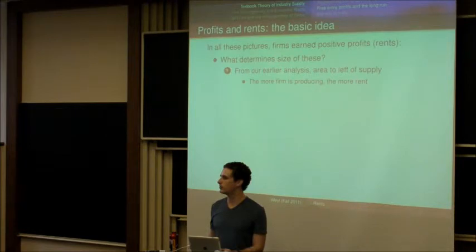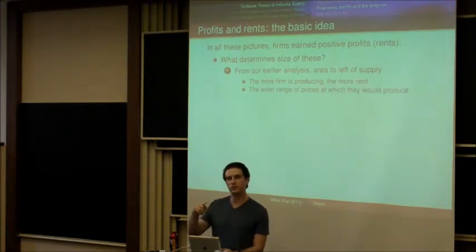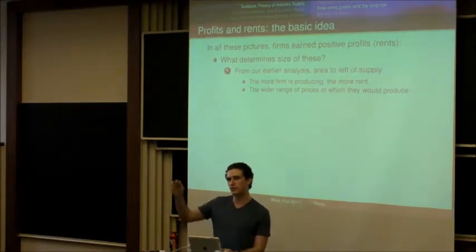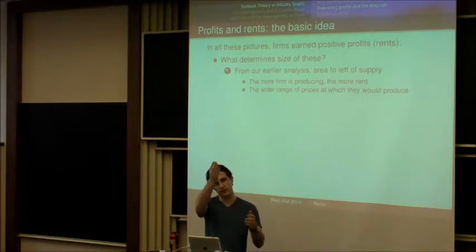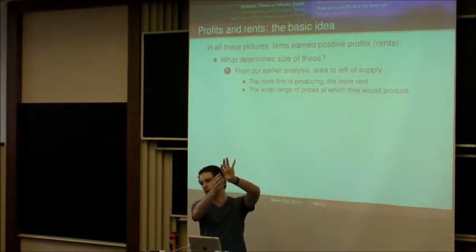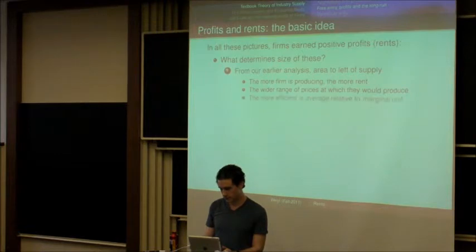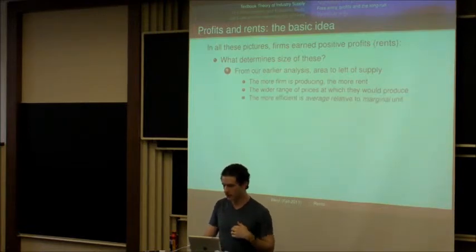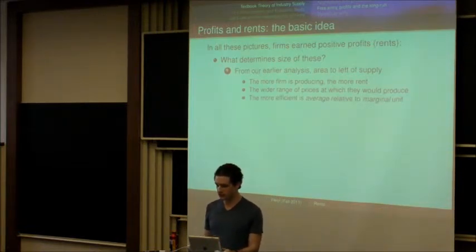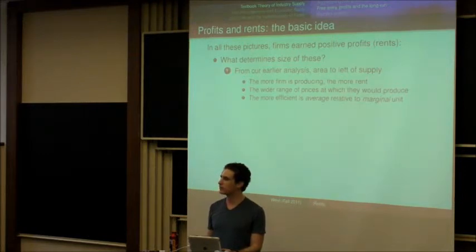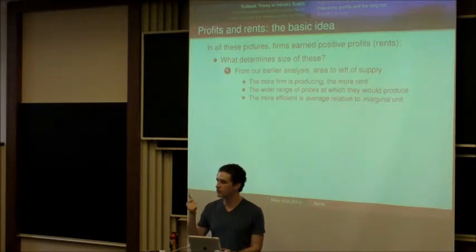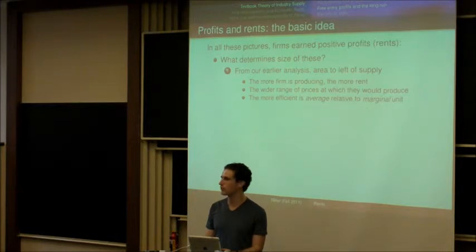The more the firm is producing, the more rent it earns, and the wider range of prices at which it would be willing to produce, the more rent it earns, right? Because if it's willing to produce at a wide range of prices, then its supply curve is going to be in, and there's going to be more area between it and the y-axis, right? And that means that the more efficient the firm is for the average unit that it produces relative to the marginal unit, the more profits the firm will earn.